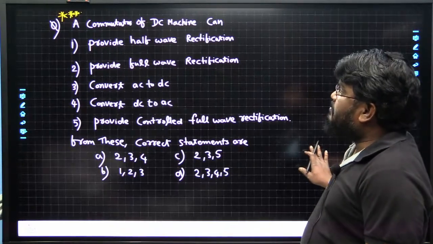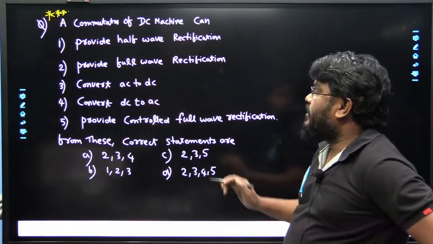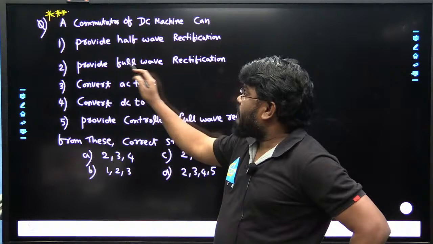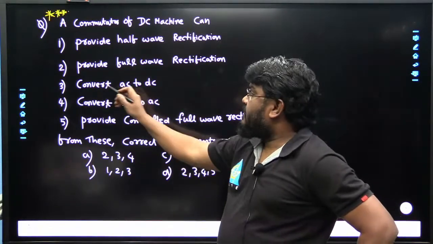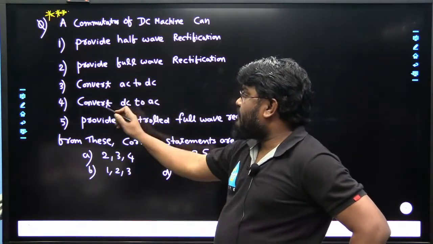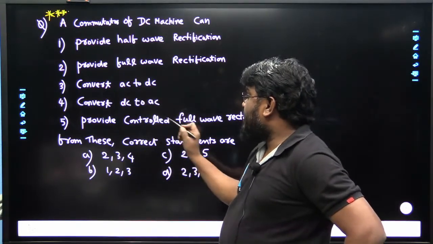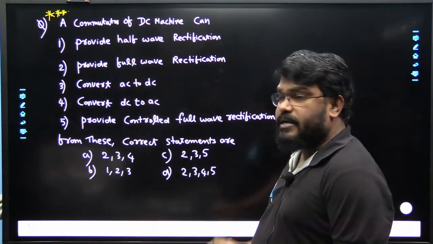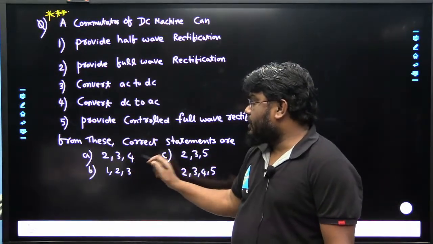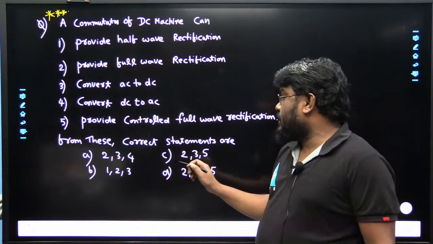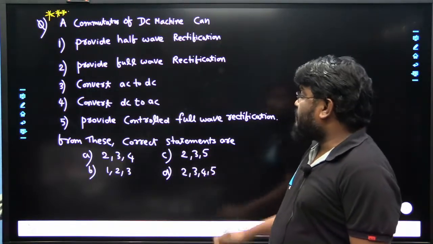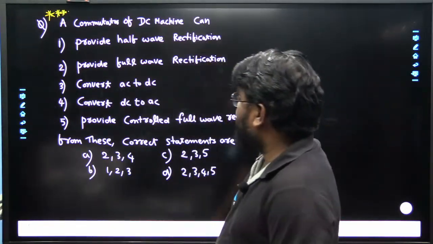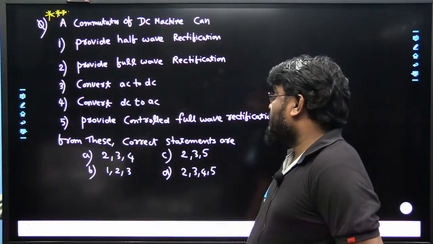A commutator of the DC machine can provide: 1, half wave rectification; 2, full wave rectification; 3, convert AC to DC; 4, convert DC to AC; 5, provide controlled full wave rectification. Options are given. From these, the correct statements are option A: 2, 3, 4; option B: 1, 2, 3; 2, 3, 5; or 2, 3, 4, 5.